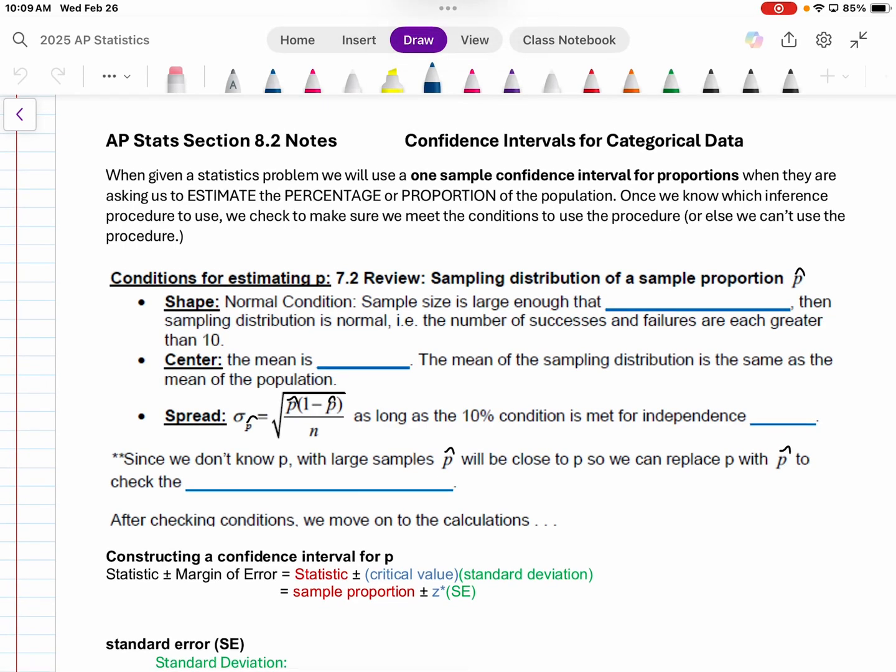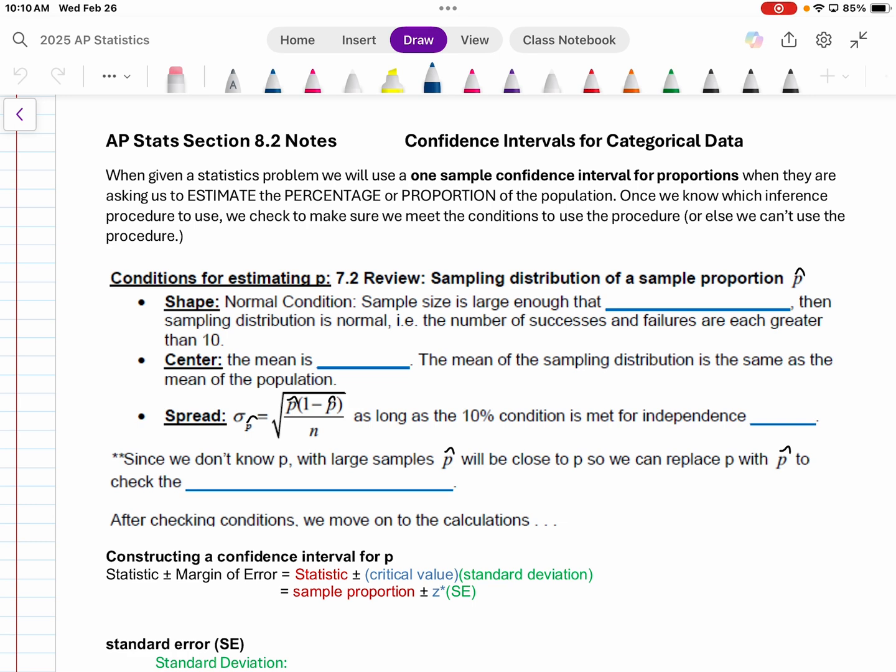Intervals and hypothesis testing for categorical data. That's why we're dealing with proportions. So when given a statistics problem, we use a one sample confidence interval for proportions when they are asking us to estimate the percentage or proportion of the population.